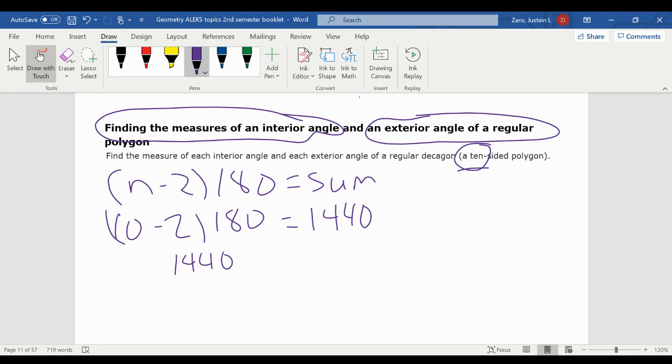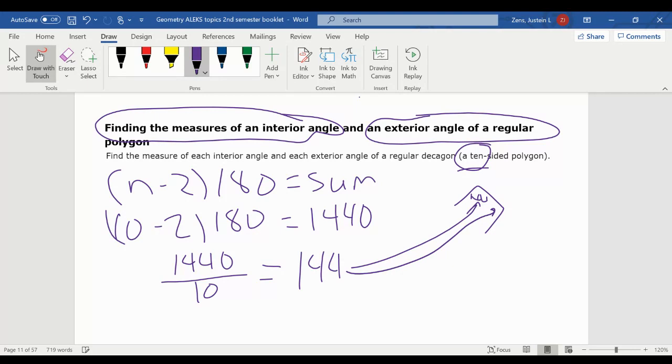Then we would figure out how much each of those 10 angles is worth. So I'm going to divide that number here by 10. And so each angle in this decagon is 144 degrees. If we were to draw that out, and that's not going to be a decagon, but if it was, each of those angles in there would be 144 degrees.